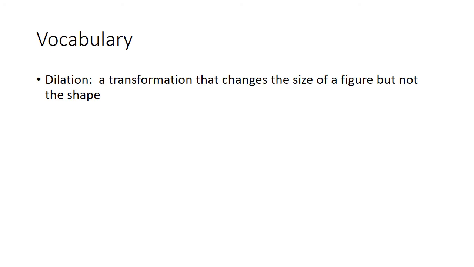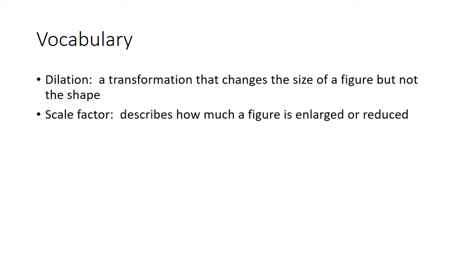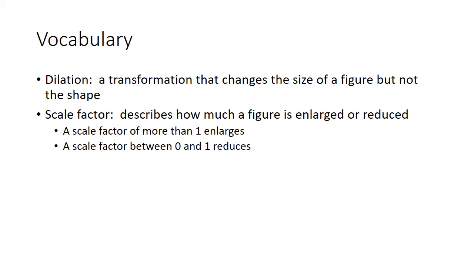A dilation is a transformation where you change the size of the figure but not the shape. So it's either making it bigger or smaller. You can either enlarge it, reduce it, or keep it the same. However much you make it bigger or smaller is called the scale factor. If you have a scale factor that's more than 1, then it's going to get bigger. If your scale factor is less than 1, it's going to get smaller. If it's a scale factor of 1, then it stays the same.